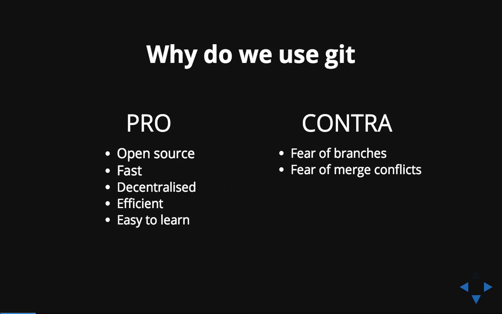Okay, so when we use Git for the first time, why do we love it so much? Because it's open source, it's very fast, it's decentralized, it's very efficient, and it's quite easy to learn. Or at least in the beginning, when you're just using the basic stuff like git pull, git push. How many of you have used Git before? Okay, perfect. How many of you use Git Flow? Perfect.